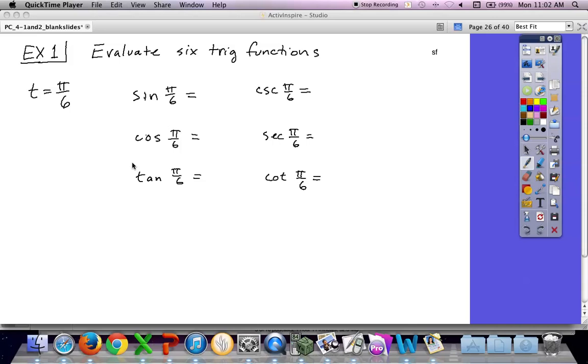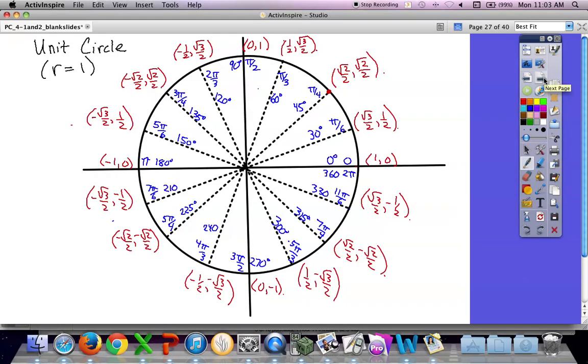So evaluate the 6 trig functions for the angle t equals pi over 6. Okay, so first of all, you see pi over 6, you should be saying that's a unit circle angle. So you need to go to your unit circle here and find the angle pi over 6. Where is it? It's right here.